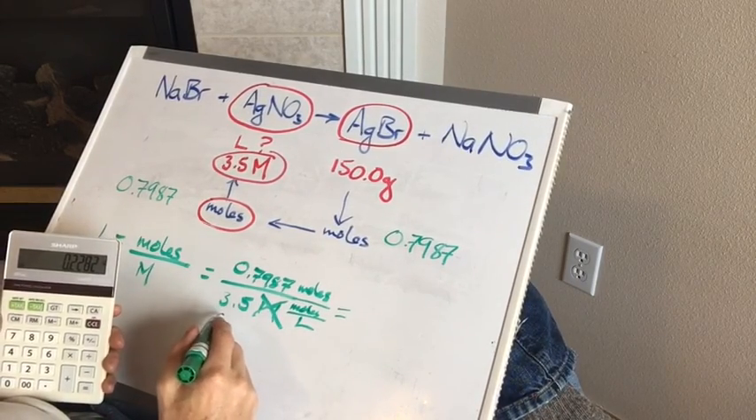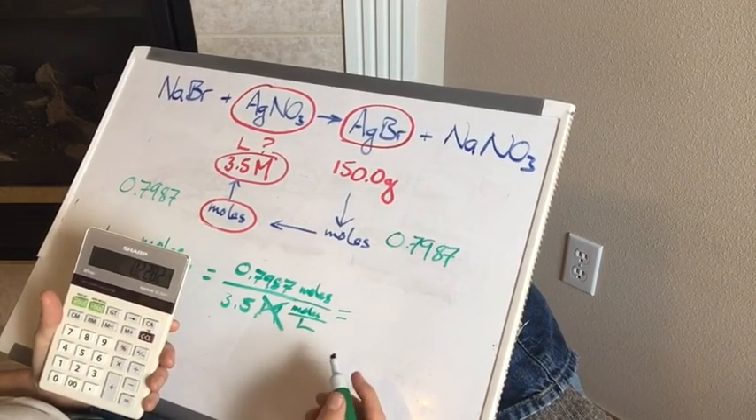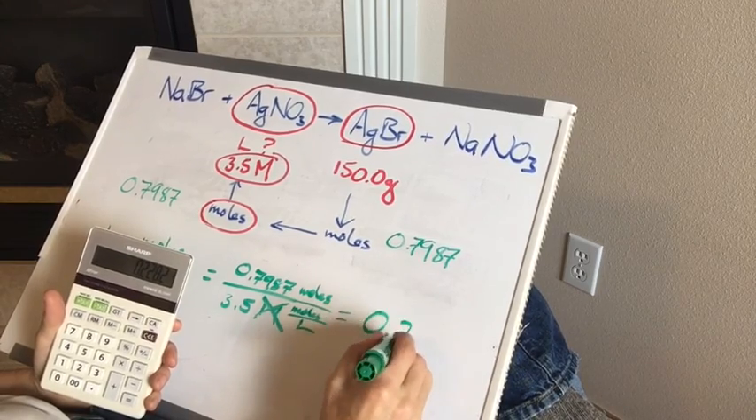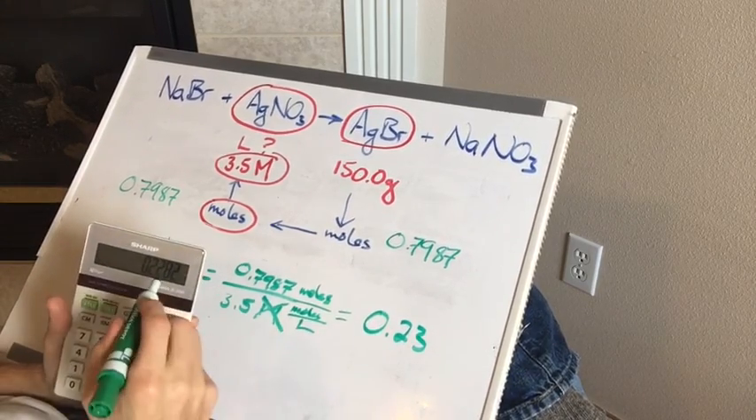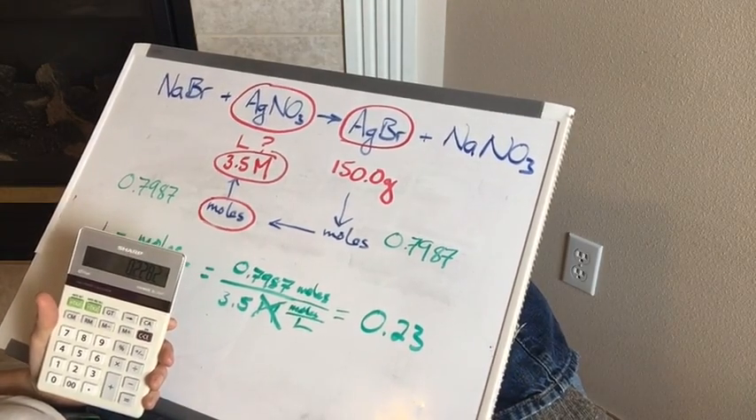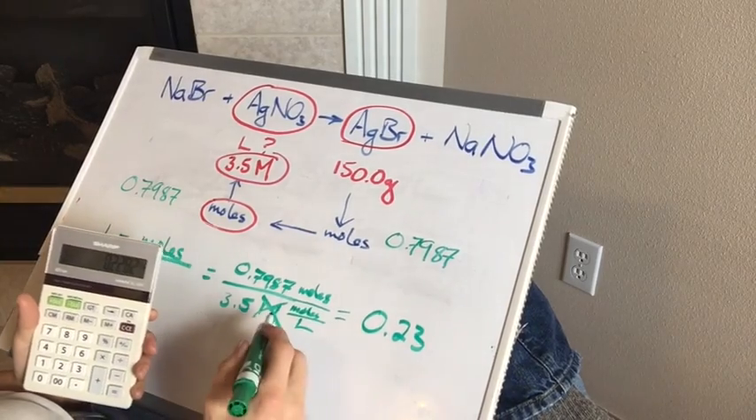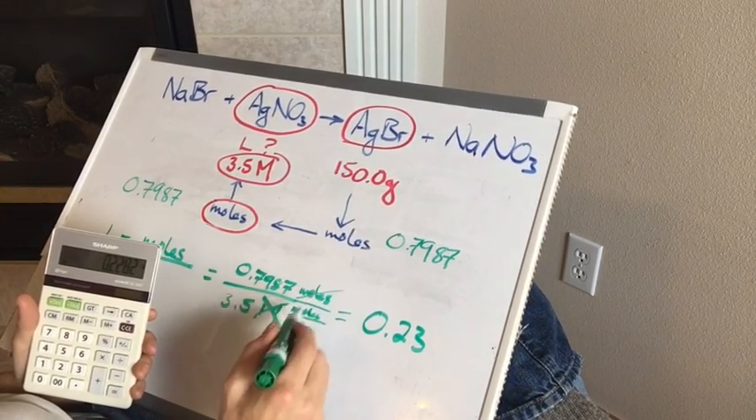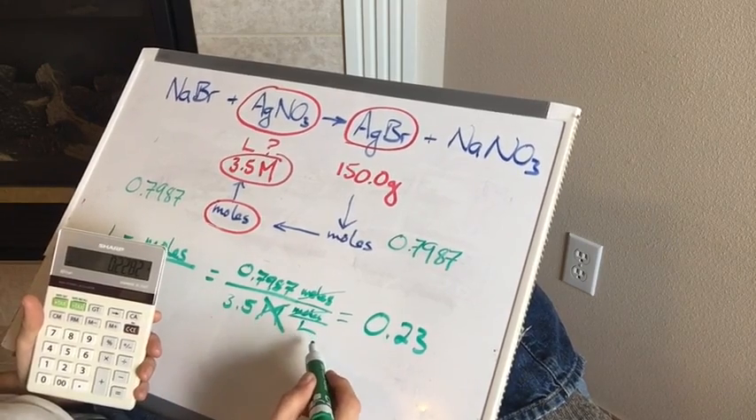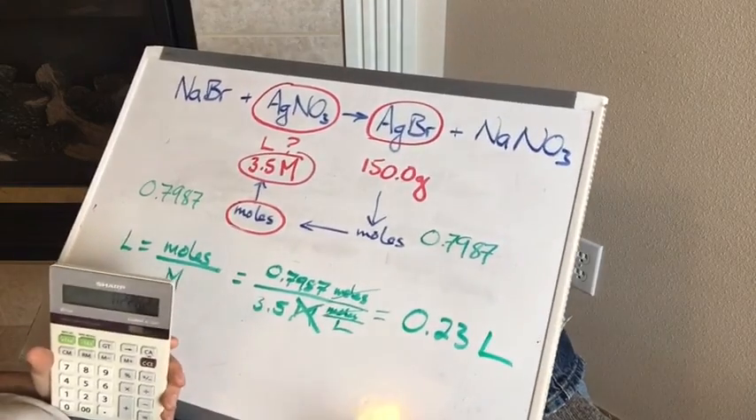3.5 is only two significant figures. That's what's going to limit our answer, so I can only keep two significant figures. That's going to be 0.23. The reason I got 23 is because the 8 makes that second 2 go up to a 3. It was 0.2282. What is my unit? Well, moles over moles cancel each other out, and 1 over 1 over liters is another way of saying liters. And that is our answer.